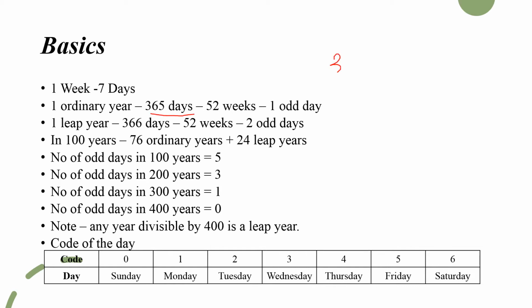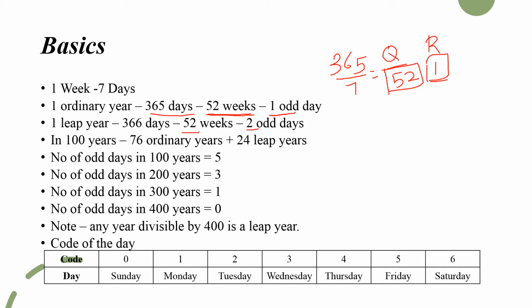If we divide 365 by 7, it gives a quotient of 52 and a remainder of 1. This quotient gives the number of weeks in one ordinary year, and the extra day is represented as an odd day. So one ordinary year consists of 52 weeks and one odd day. Similarly, one leap year consists of 52 weeks and two odd days.